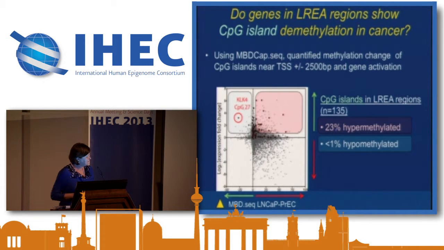So we looked more closely, and this CpG island that showed hypomethylation was associated with kallikrein 4. But when we looked at the kallikrein 4 locus, we found that there were 2 CpG islands associated with kallikrein 4, one losing methylation and one gaining methylation.